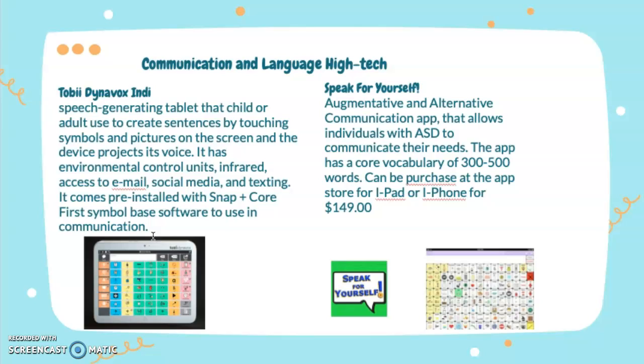It can be purchased at the website tobiidynabox.com for $999. The basic includes a tablet and charger with the pre-installed Snapcord First AAC app. Cases and other accessories can be purchased separately.